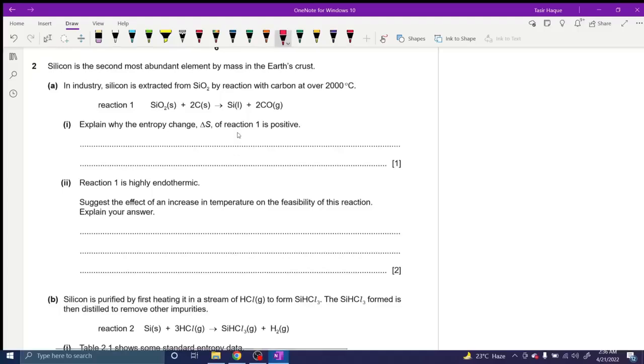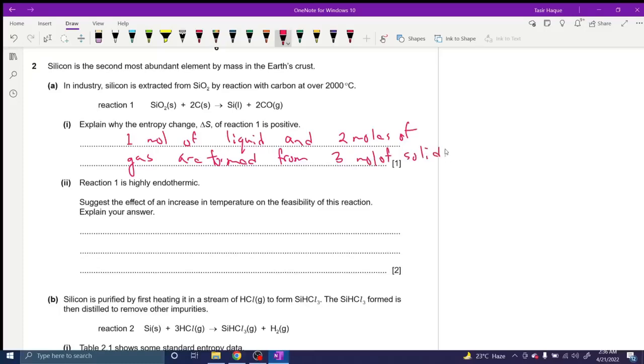So why is the entropy change of reaction 1 positive? Think about it. We are getting a gaseous compound. Solids are turning into gas. That's why. So 1 mole of liquid and 2 moles of gas are formed from 3 moles of solid. Or you could say that 2 solid compounds are converted to a liquid and a gas. That also works.